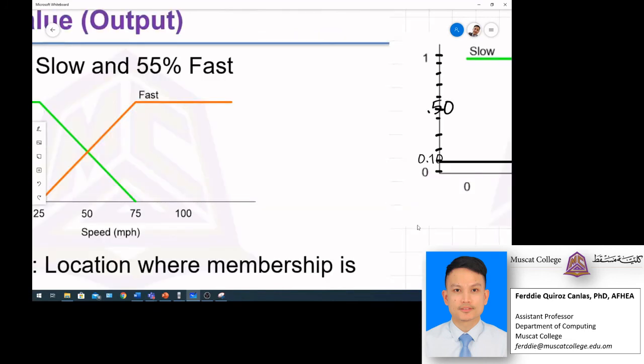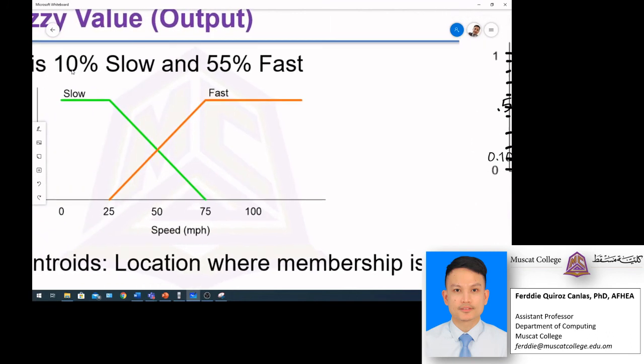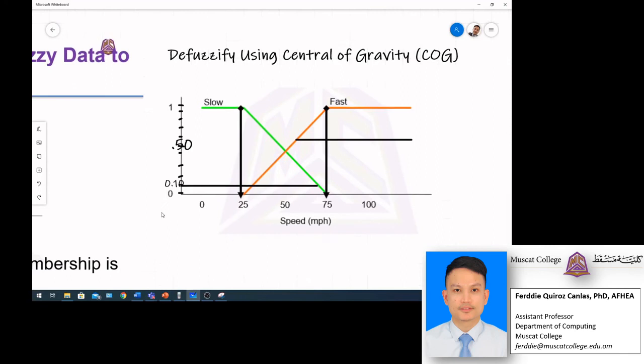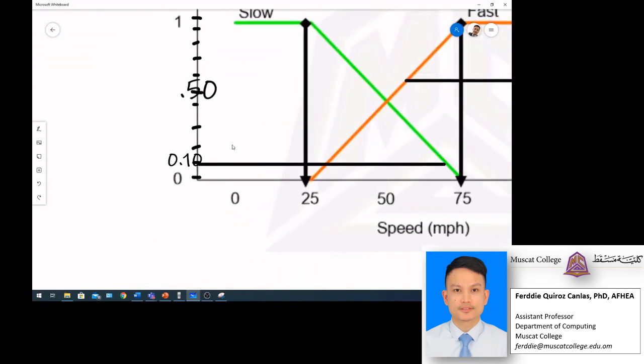Okay. Since slow is 10% or 0.10, this is also synonymous to 0.10. And this one is also 0.55. Okay. So I've divided this image here into 10 parts. Now you will see it has 0 to 1, right? So I divided this into 10 parts: 0, 0.10, 20, 30, 40, 50, 60, 70, 80, 90, and 100, or 1.